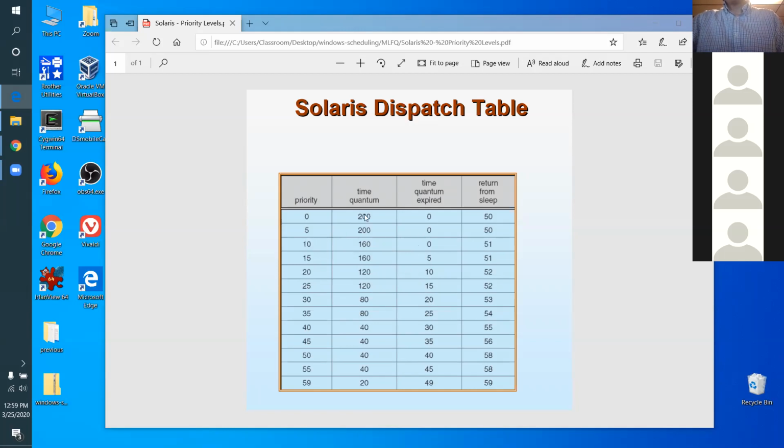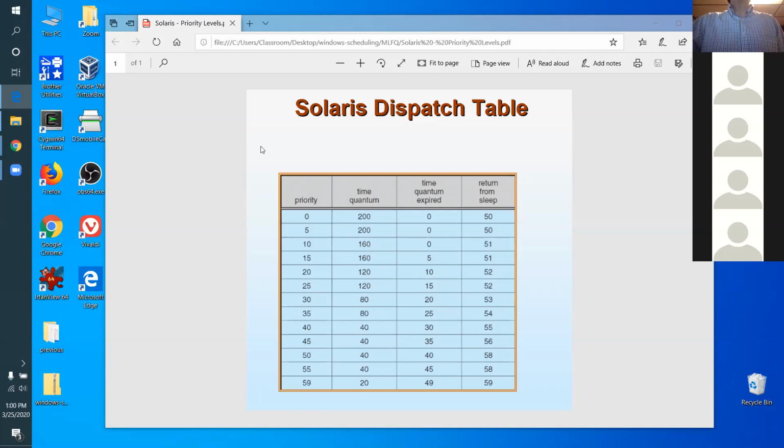You might ask, how did they come up with all these numbers? My guess is they just ran lots of experiments. Solaris was an operating system used for decades, probably from the 80s up through about 10 years ago. Probably over many years of using it, they tweaked these numbers to see what worked really well, to get things to work well for them.